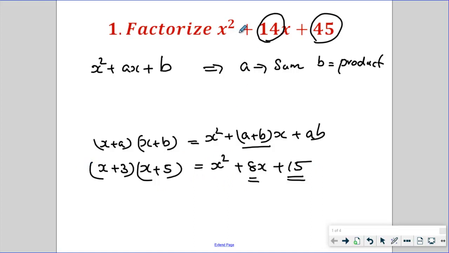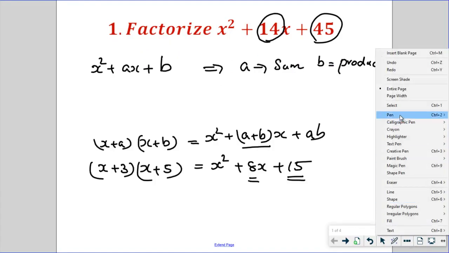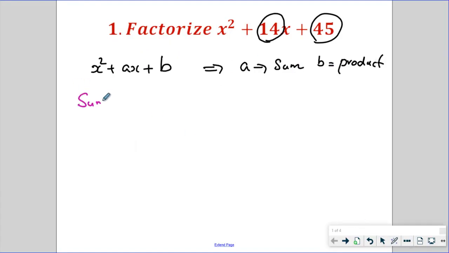So here our expression is x square plus 14x plus 45. In this expression, the coefficient of x square must be 1. And 14 is the sum of the terms and 45 is the product of the terms. Let a be the sum and b be the product. So we can write sum equal to 14, product is equal to 45. So here you can write product is 45. This is the product. Here the sum is 14.